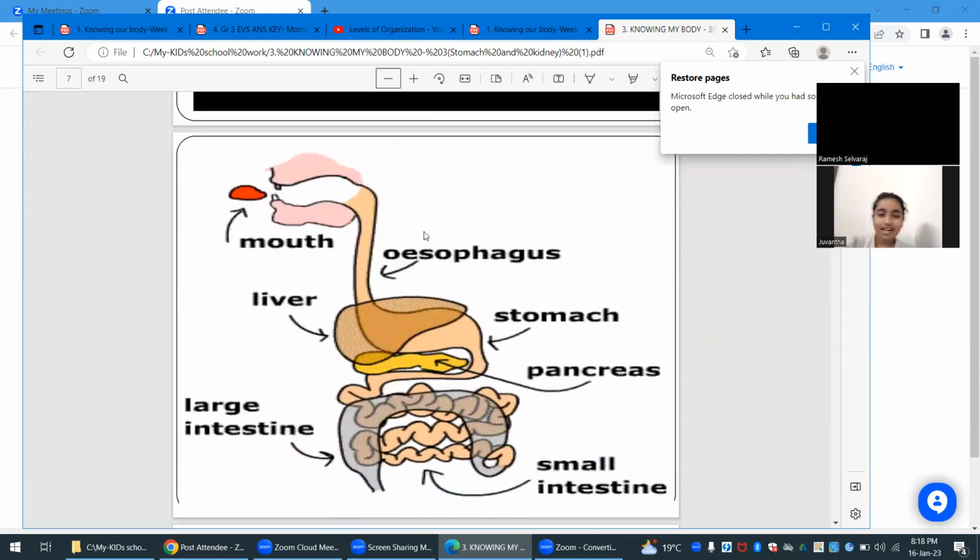It goes to the mouth, goes to the liver, goes to the stomach, and goes to the small intestine, large intestine.